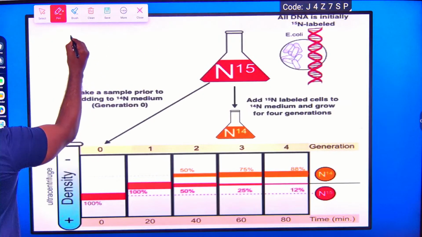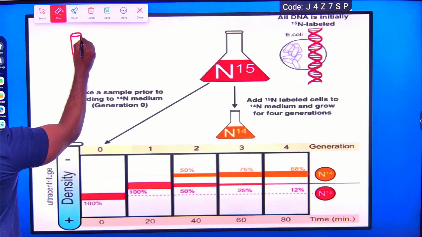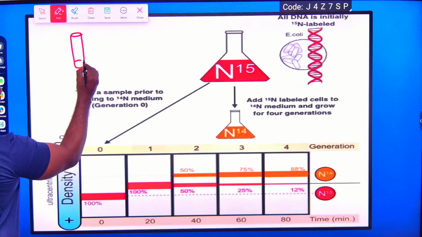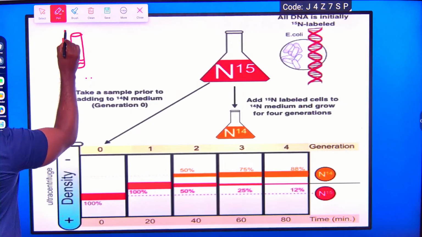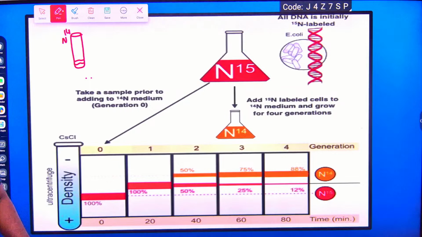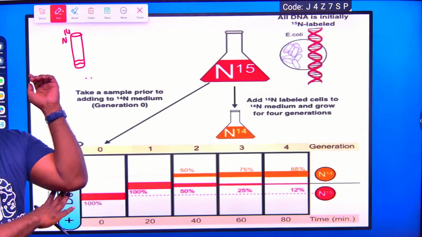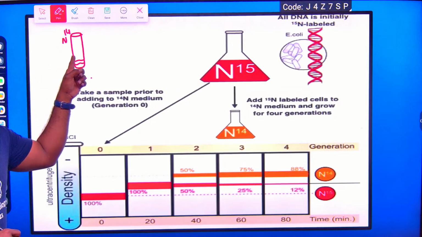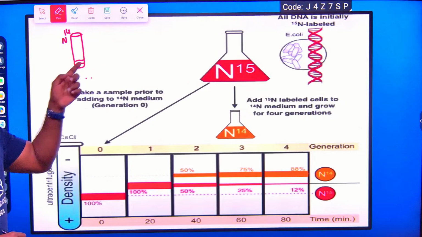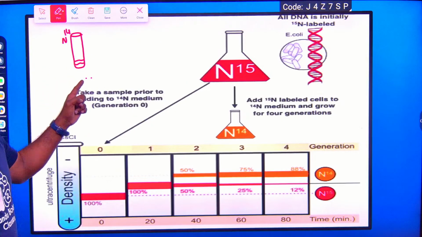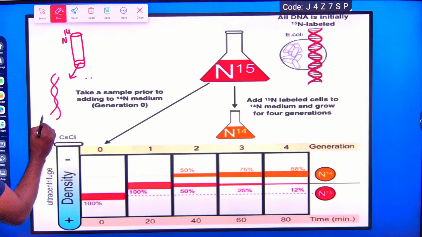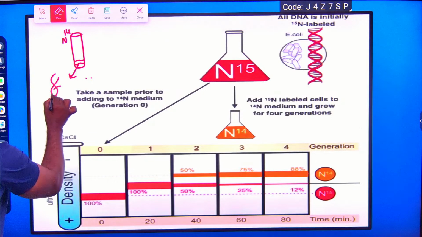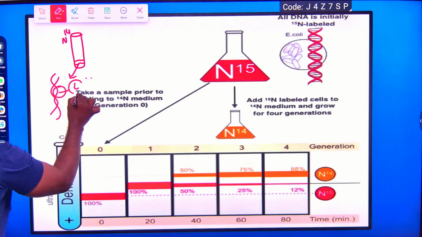First, they have taken a test tube. The test tube contains a bacterial culture. It was placed under N14. What does N14 represent? Which isotope? Light nitrogen, we call it light, N14. And from here, they have isolated the DNA, and they start observing the base. When they start observing the base, what they observed was only light.